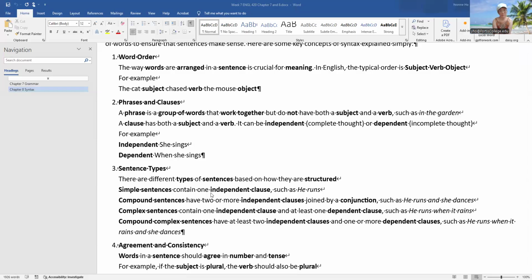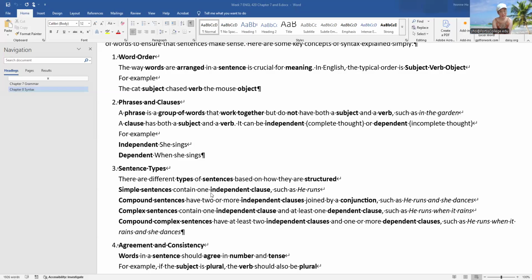Sentence types. A simple sentence contains one independent clause. A compound sentence has two or more independent clauses joined by a conjunction, such as he runs and she dances. Complex sentences contain one independent clause and at least one dependent clause, such as he runs when it rains. He runs is the independent clause. When it rains is the dependent clause.